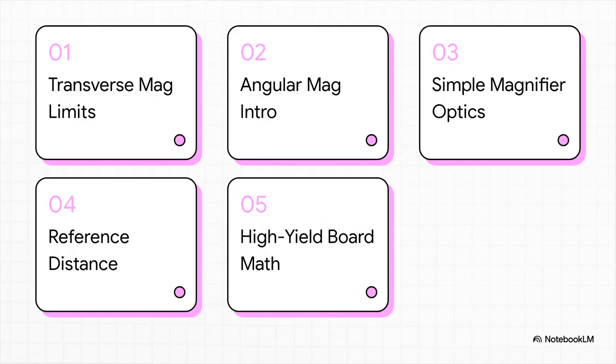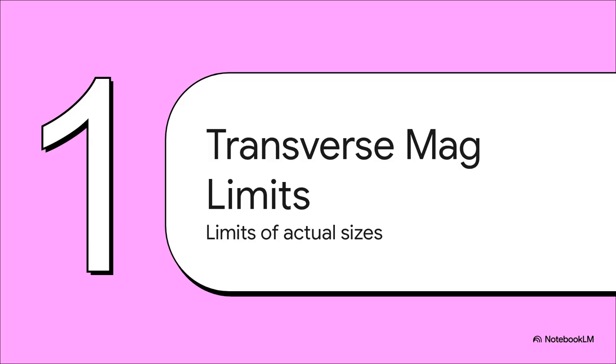Here's our roadmap for today. First, the limits of transverse magnification. Second, introducing angular magnification. Third, the optics of simple magnifiers. Fourth, the standard reference distance. And finally, number 5, calculating that high-yield board math. Okay, part 1, the limits of transverse magnification.